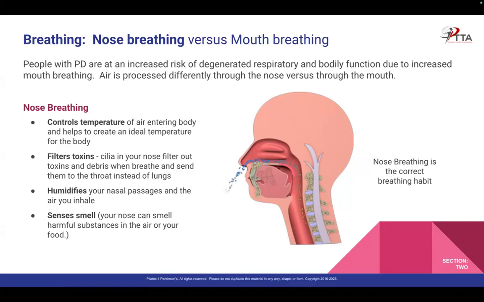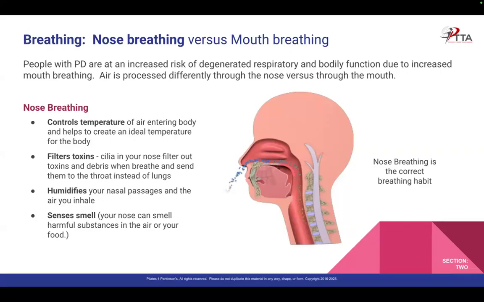Breathing in through the nose is going to help them control the temperature of their body, believe it or not. You'll also notice that people who breathe in through their mouth tend to run a little colder. More so for people with Parkinson's disease, it's difficult to regulate their body temperature. So helping them continue breathing through the nose will help facilitate body temperature control, even to a tiny degree. Nose breathing also filters toxins.